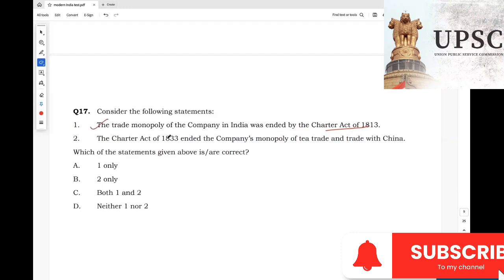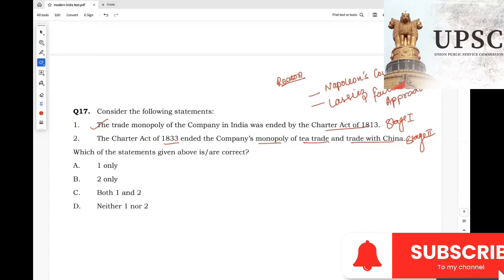So this statement is correct. The Charter Act of 1833 ended the company's monopoly over the trade in tea and trade with China, right? So this is stage 1, end of monopoly. This is stage 2, end of monopoly. So the monopoly completely ended in 2 stages. The reasons behind the ending of the monopoly are 2. What are the reasons? Just as extra knowledge I'm providing you. Napoleon's continental system and laissez-faire approach.